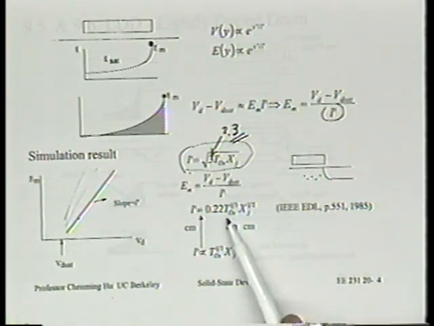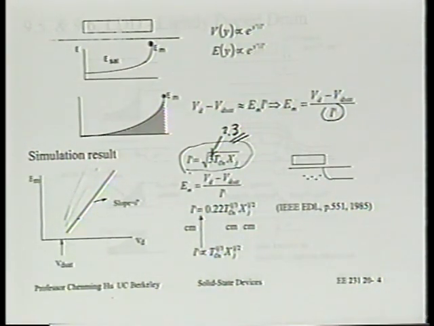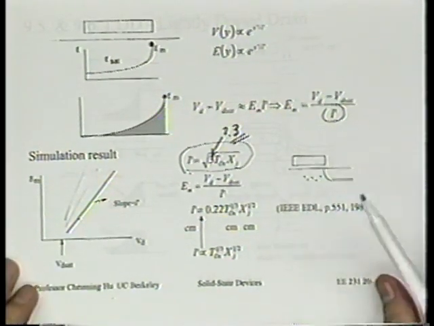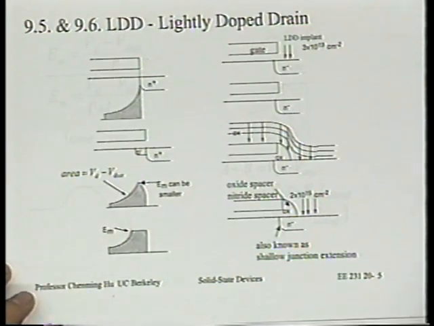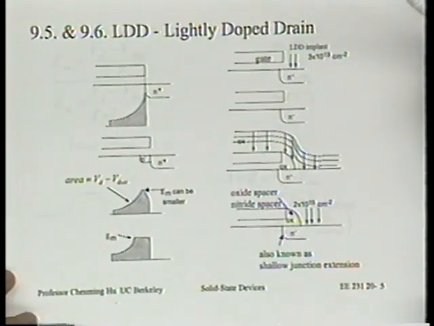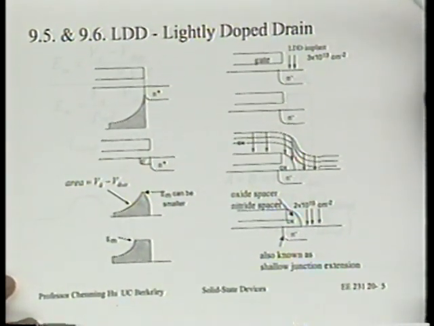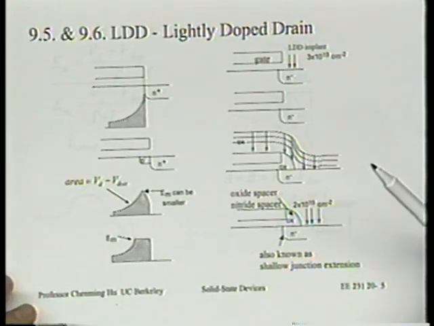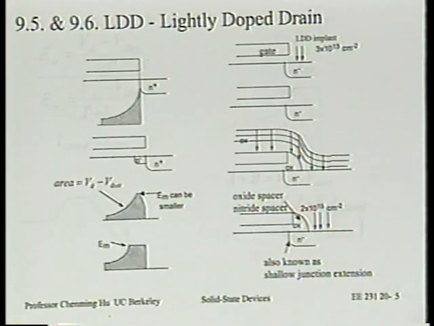So as a result, the obvious ways of increasing L prime don't work either. So it seems that we're stuck. But fortunately, in the late 90s, at IBM, a concept called LDD was invented. And since then, this has been standard technology. So all the CMOS devices made today have LDD, all right?